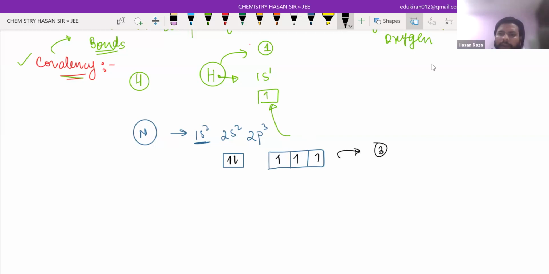Also, are you aware of the coordinate bond? Yes or no? Please do let me know. This bond is very, very important. Coordinate bond: unequal sharing.